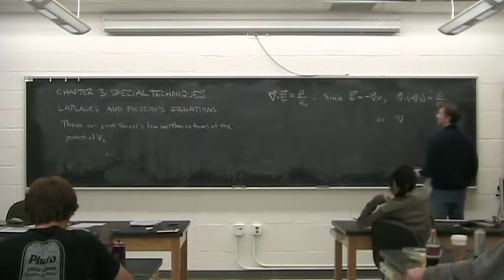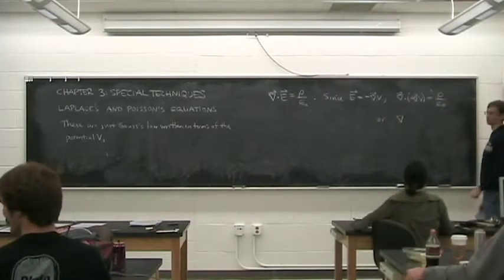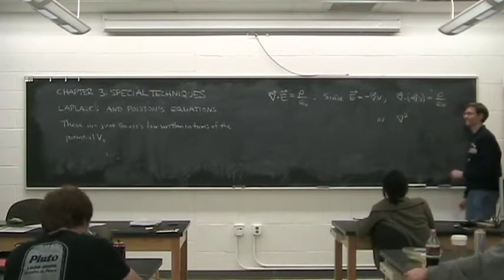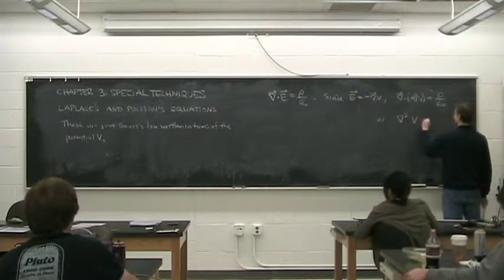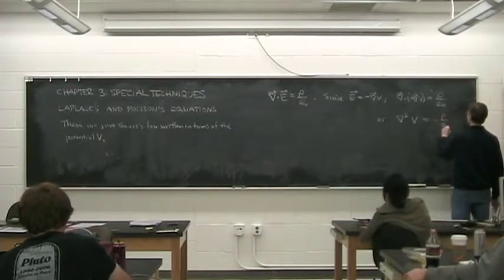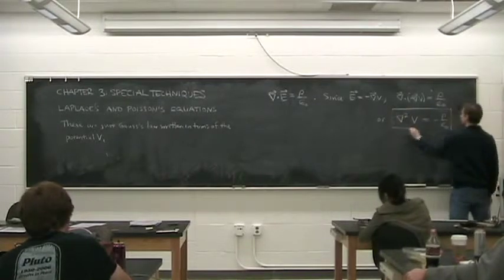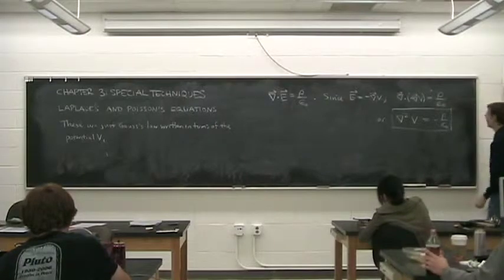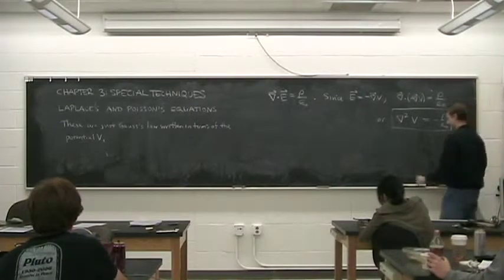Or, since we call the divergence of the gradient the Laplacian, grad squared V is equal to minus rho over epsilon naught. In terms of the potential, that's what Gauss's law looks like. Grad squared V is minus rho over epsilon naught.